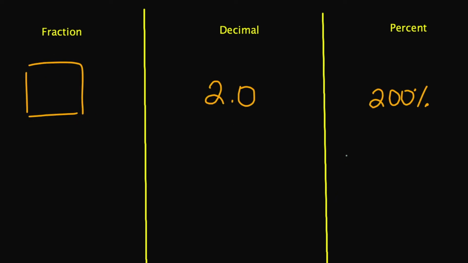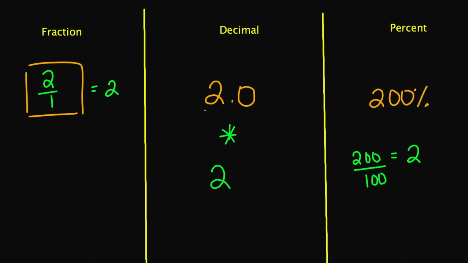So let's look at this example here. What is my fraction for this example? We have 200% here. If I turn my percentage into a fraction, we have 200 over 100, and 200 divided by 100 is just going to equal 2. So as a fraction, your answer is just going to be 2 over 1, which equals 2. And remember, looking at your decimal here, 2.0 is just 2.